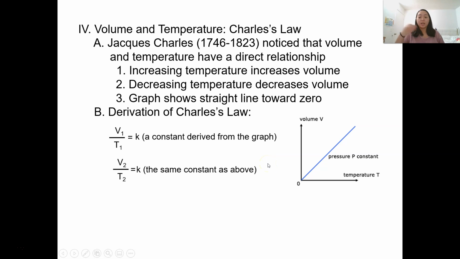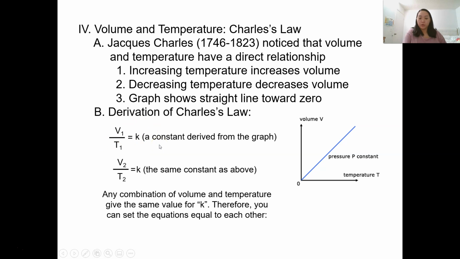Then he takes another volume and its corresponding temperature. He finds that the ratio gives you the same constant, the same constant K. It's the same as the first calculation. And he found that, in fact, any combination of these volume and temperature gives the same value for K. So the same constant.